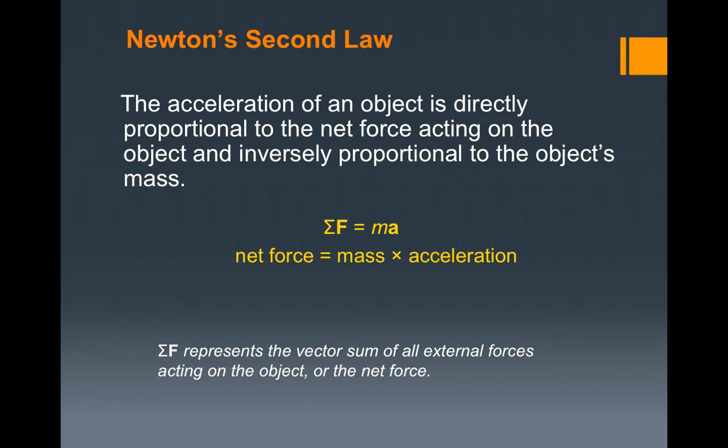The sigma sign in front of the F is showing you that it means sum of. So this little sign right here means sum of, or the total of all the forces, is equal to the mass of the object multiplied by that object's acceleration. And that is the equation used to represent this scientific law.